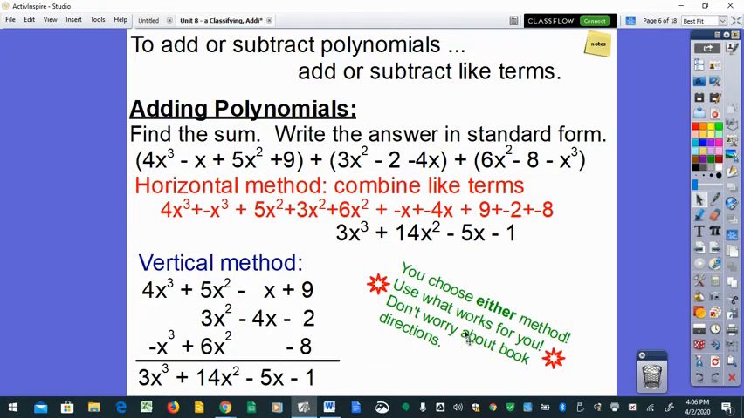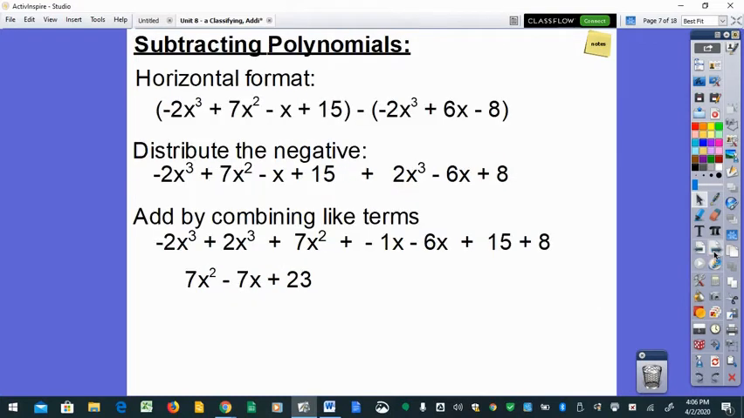Now your book in the directions will say use a specific method, throw that direction out, use whichever one works for you all the time. It does not matter to me. So use your favorite method. So let's just talk about subtracting. It's not that different, but it is the tougher because the parentheses matter.